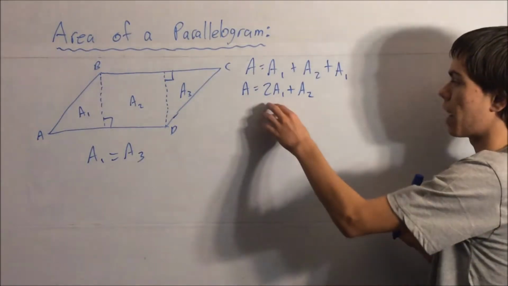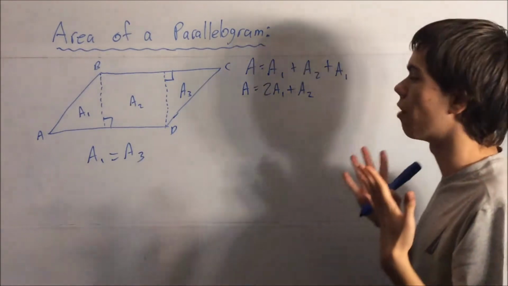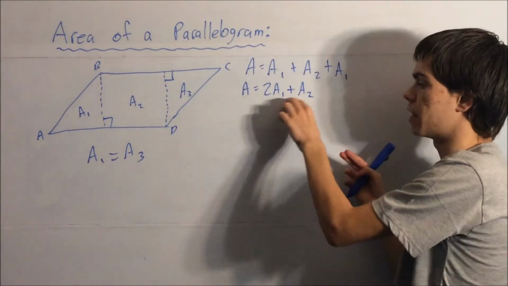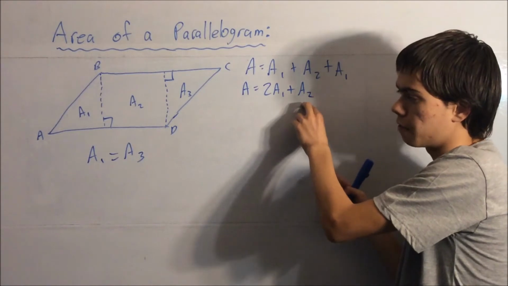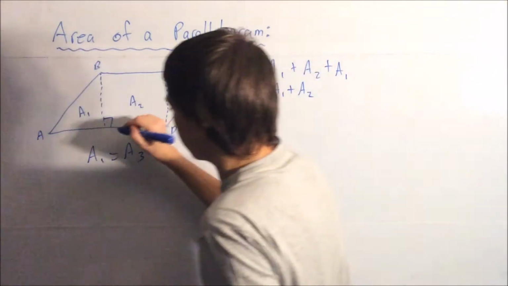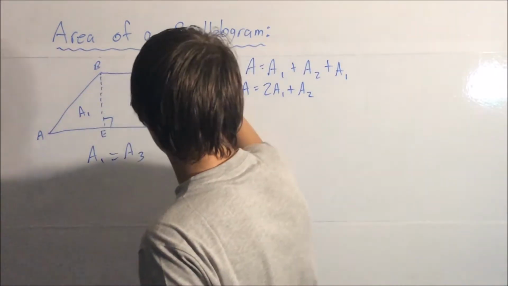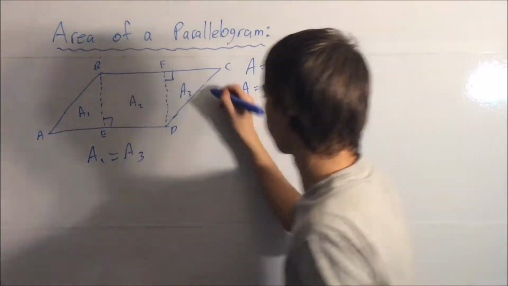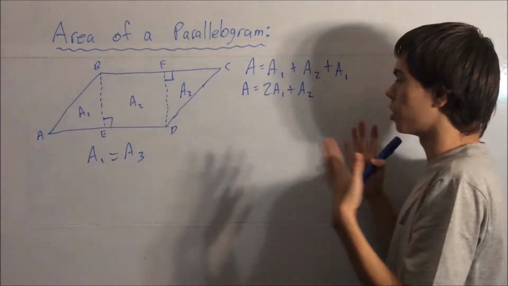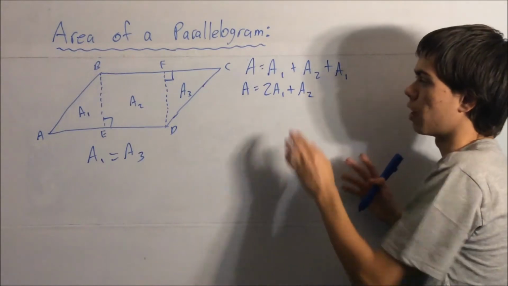So, now that we have this, all we have to do now is figure out what A1 and A2 are. Now, here's the thing. I'm just gonna label this point E and point F, right, before we do anything. So, what I'm going to do is I'm just going to figure out what A1 and A2 are.